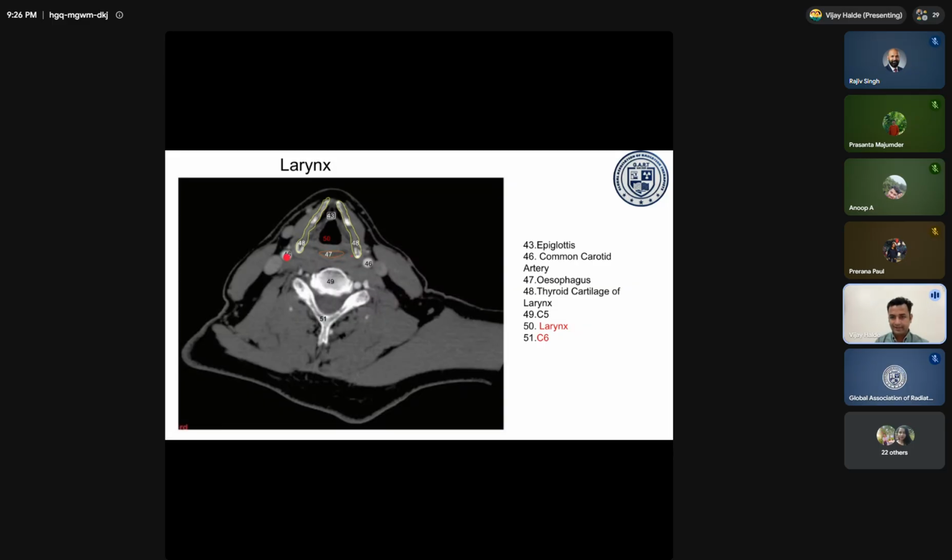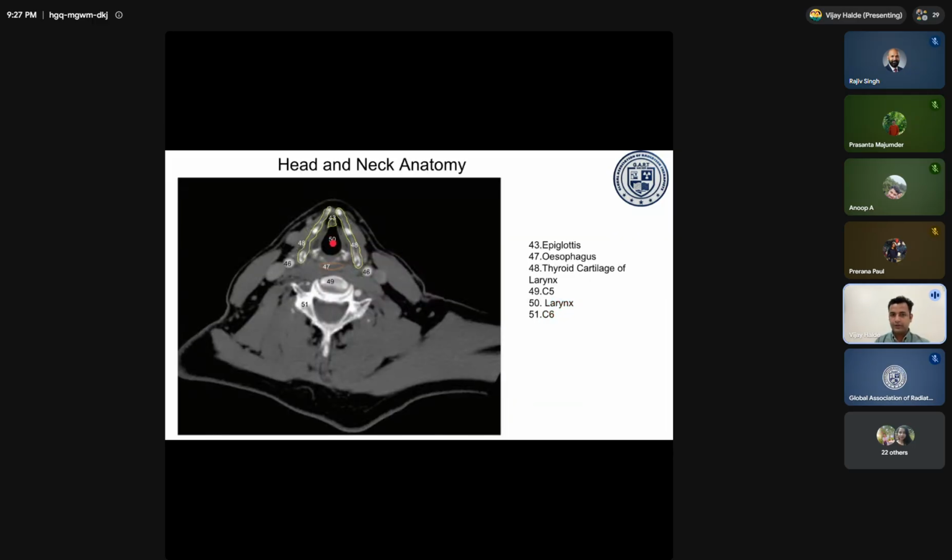Laterally are the common carotid arteries. In the contrast scan, we can see them. The larynx should be carefully identified because unnecessary radiation can affect voice quality and swallowing. Here we can see the black air. We are continuing further to the lower larynx and the surrounding cervical anatomy, the thyroid cartilage of the larynx, the esophagus, C6 level, and the carotid artery.